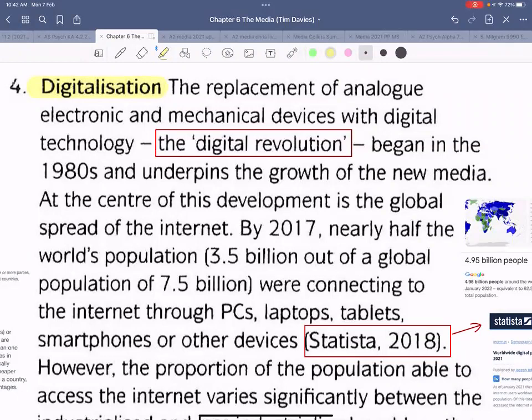Digitalization is the replacement of analog, electronic and mechanical devices with digital technology, the digital revolution. This began in the 1980s and underpins the growth of the new media. We have discussed new media earlier, right? New media, in contrast to traditional media, when we use the term traditional media, I'm talking about television, radio, books, magazines, posters, and so on and so forth. Whereas the term new media has more to do with the internet, right?